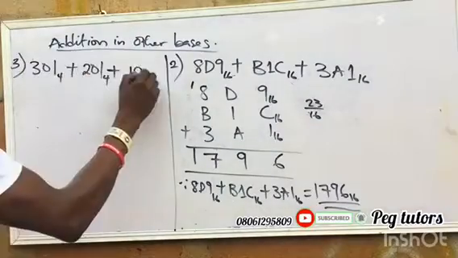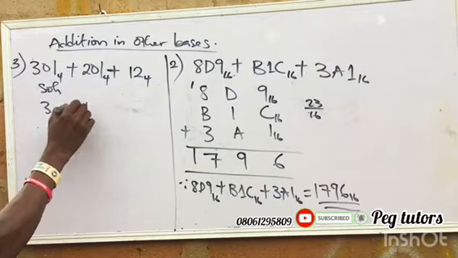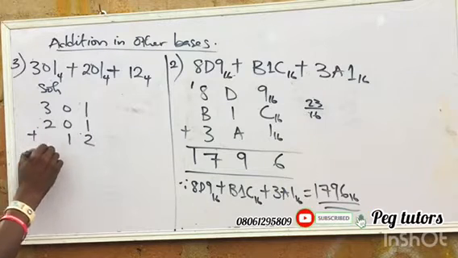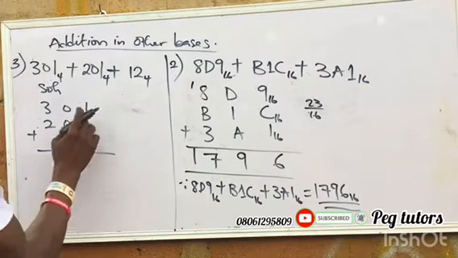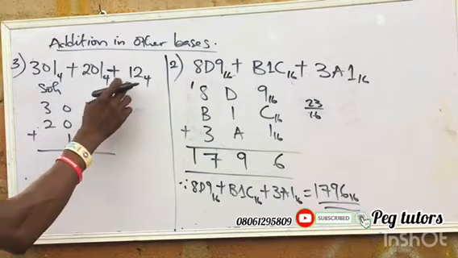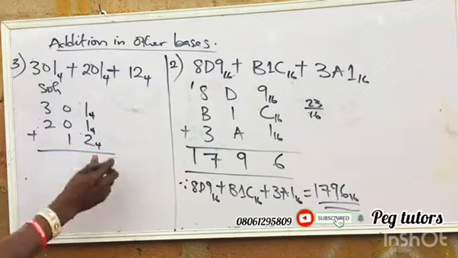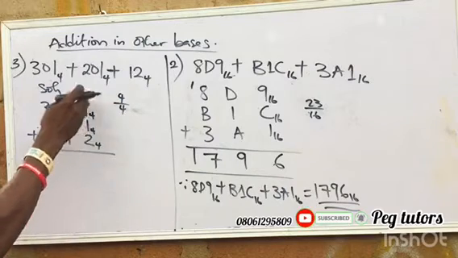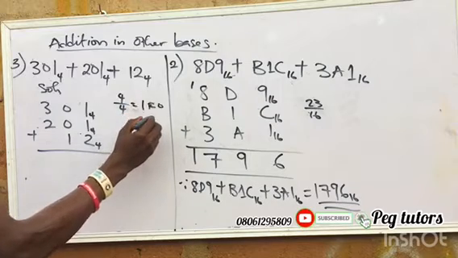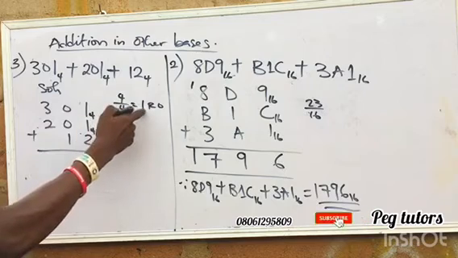Base 4. Okay, 12 base 4. So let's add up these: 301, 201, then 12 as usual. Add up. So you have 1 plus 1 is 2, plus 2 is 4. Now we are in base 4. 4 cannot exist under base 4. So what you do is divide 4 by 4, the base. That gives you 1, remainder 0. Remember, it's always the remainder that you drop. So you drop 0, then carry the 1.